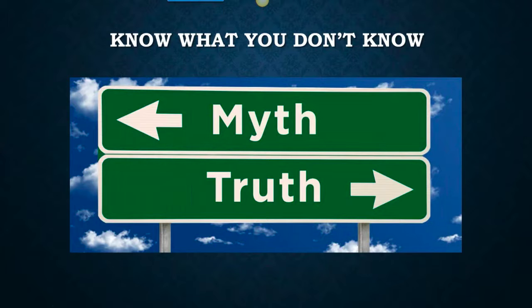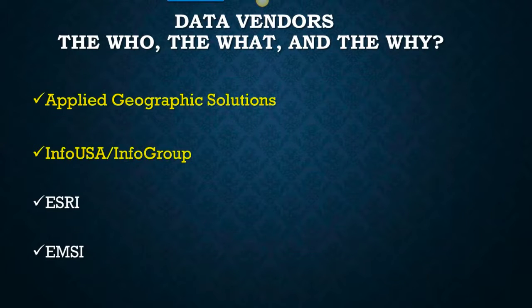So we're going to go right into the meaty stuff right here in the beginning and talk about data vendors. The who, the what, the why. We hear a lot of different data vendors that are out there: Applied Geographic Solutions, Info USA, ESRI, and EMSI, or Esri and MZ, are probably the 4 top ones that we in our industry hear. And so I thought we'd point out a little bit about the different vendors.